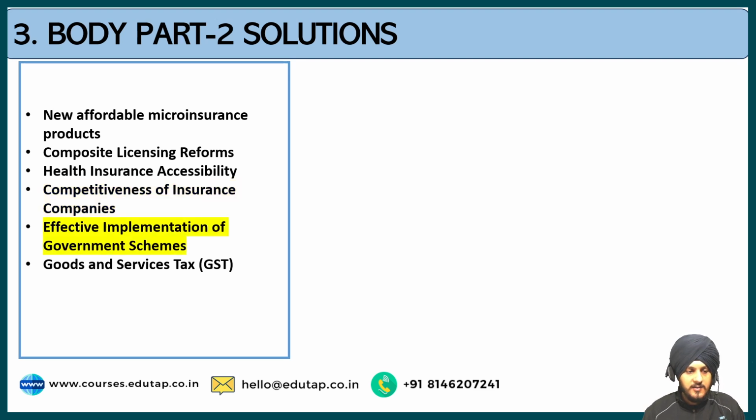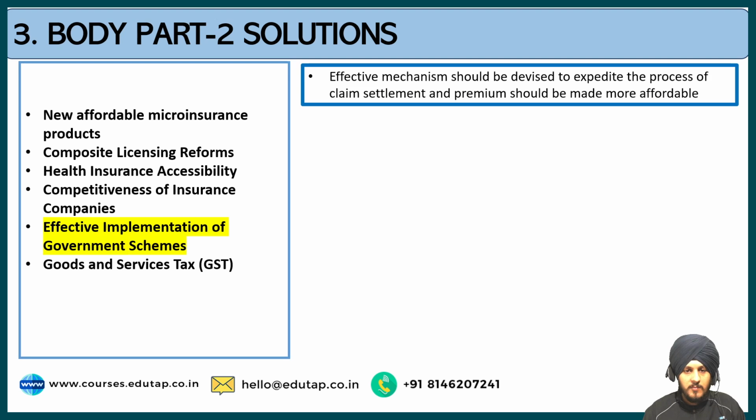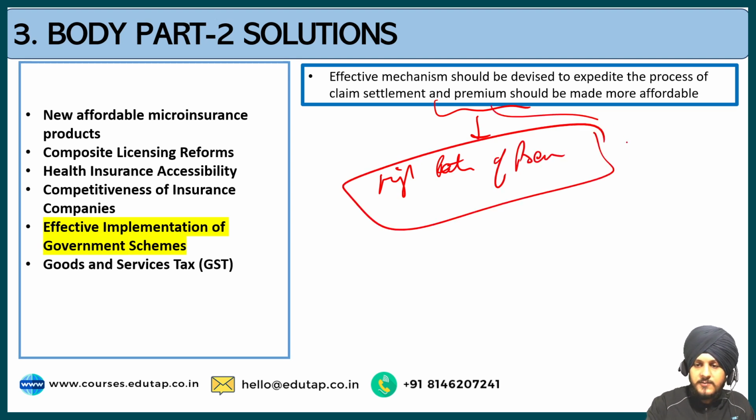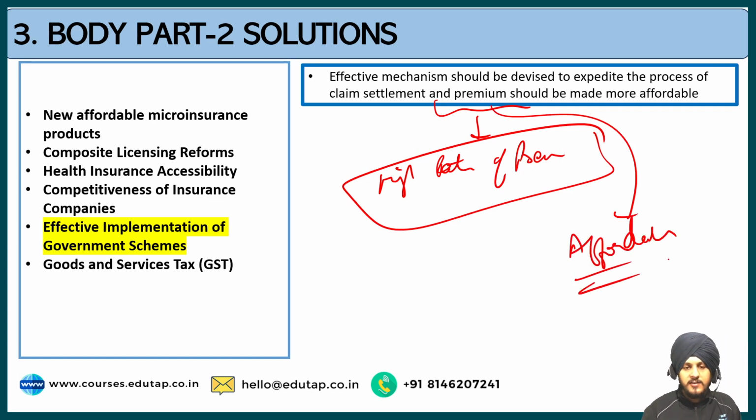Then the next point is regarding effective implementation of government schemes. The government schemes are facing different implementation issues because of the policy lag. So the government can create an effective mechanism to expedite the process of claim settlement, and premium should be made more affordable. As we have seen, these government schemes have a high rate of premium. So what can government do? Government can make this premium more affordable. So that could be another solution.